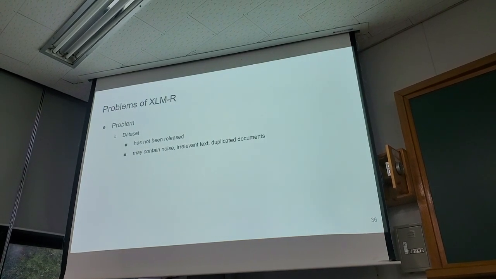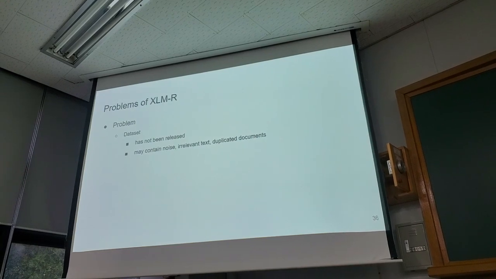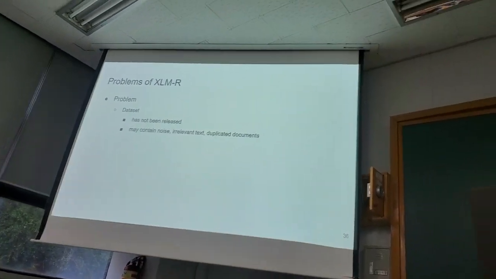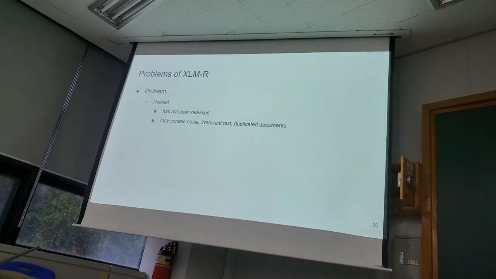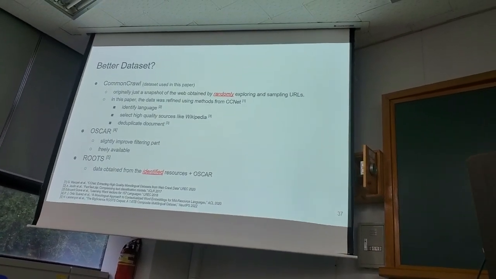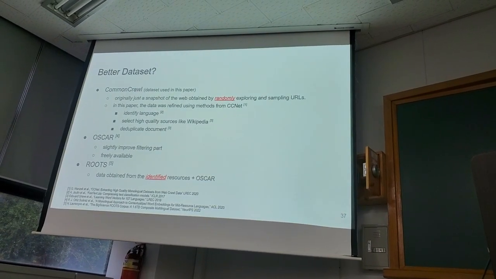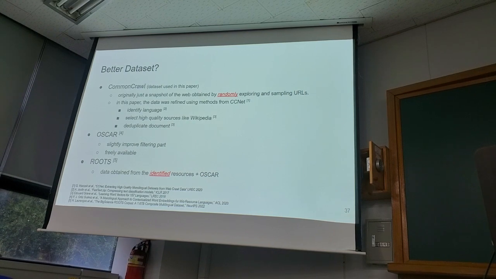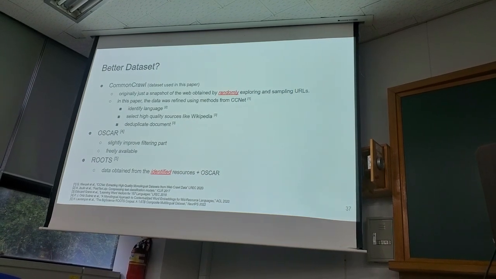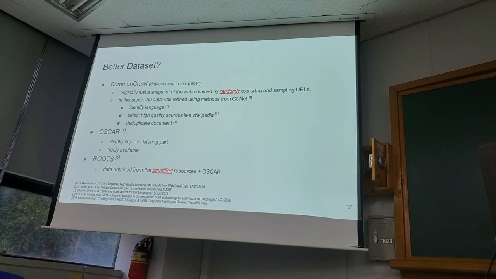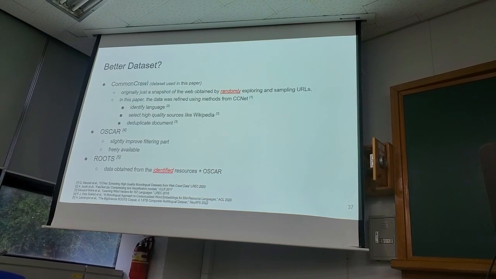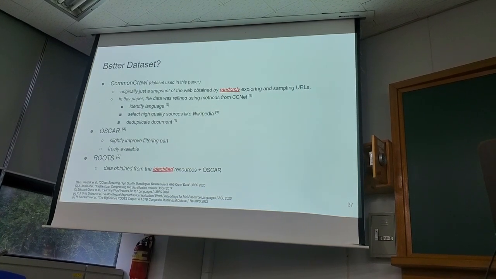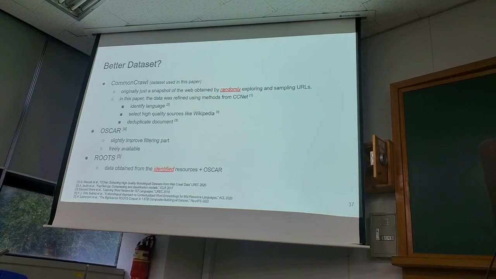However, there are issues concerning the dataset used for training. The dataset has not been released, and it may contain noise, irrelevant text, or duplicated documents. The dataset used in the paper is based on the Common Crawl dataset, which is originally just a snapshot of the web obtained by randomly exploring and sampling URLs. In this paper, the data was refined using methods from CCNet, which include identifying language, selecting high-quality sources like Wikipedia, and deduplicating documents.